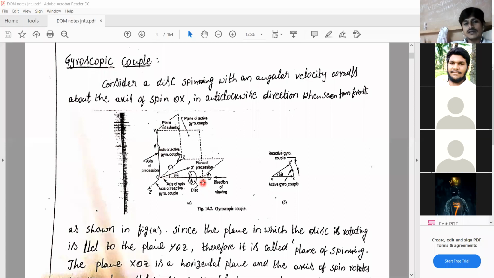Three planes are there and three axes are there. The first axis is the axis of spin, the second is the axis of precession, and the third is the axis of active gyroscopic couple. And similarly we have the three planes.